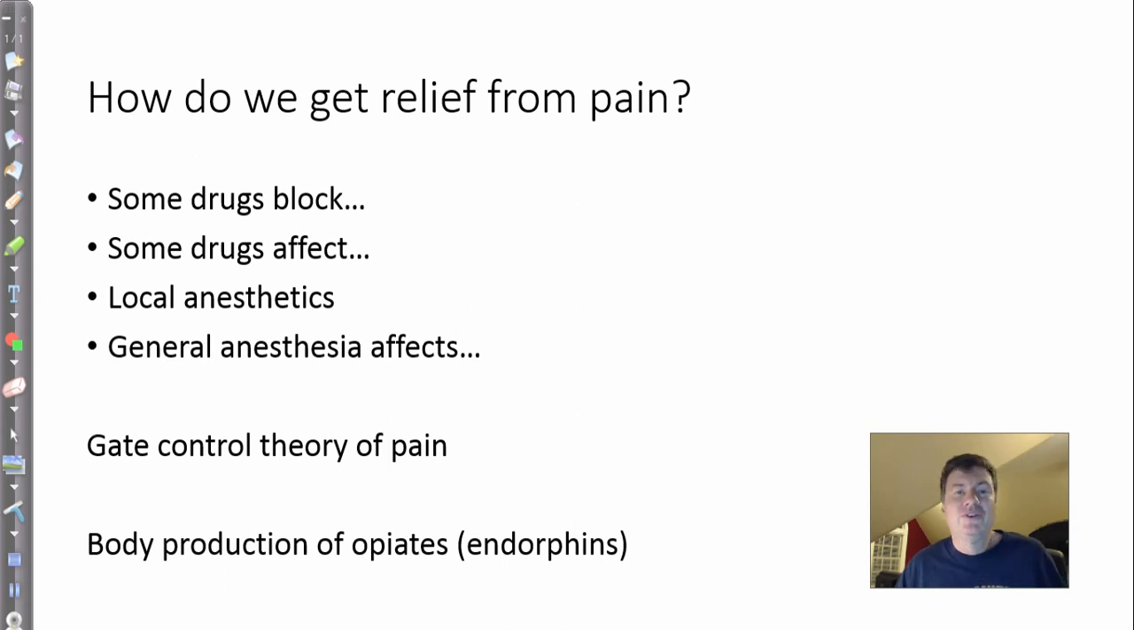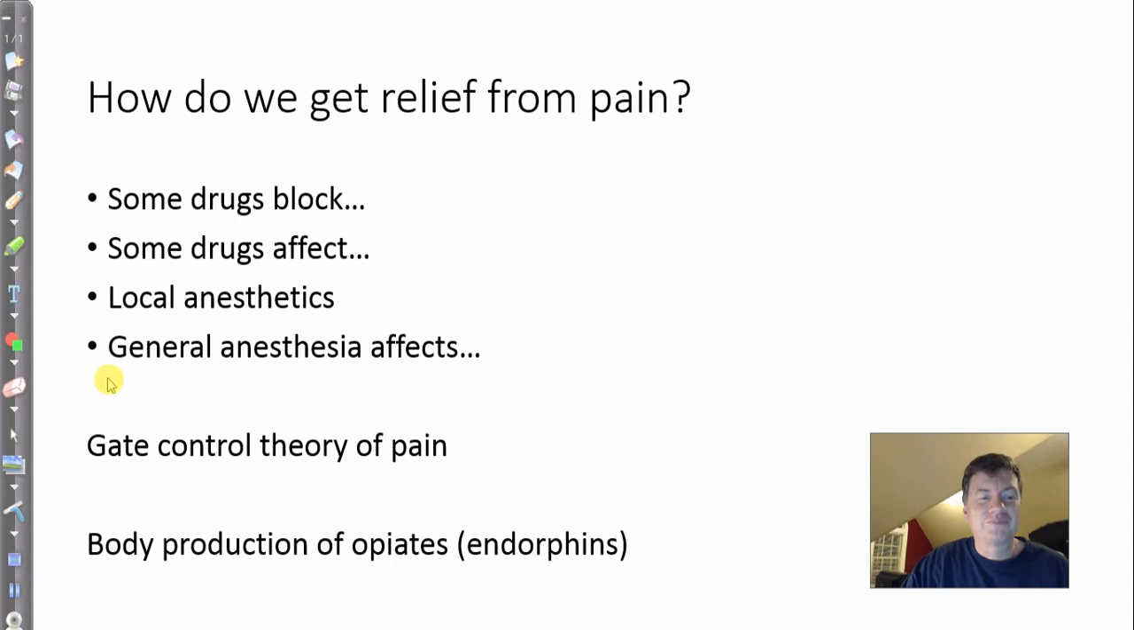The body does produce opiates, its own endorphins. We have natural pain hormones that we can release in certain circumstances, but usually you have to be the marathon runner running 20 miles before the body starts to flood with endorphins. It's not something you're going to get from a 5-minute jog.